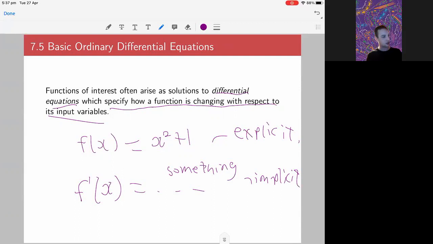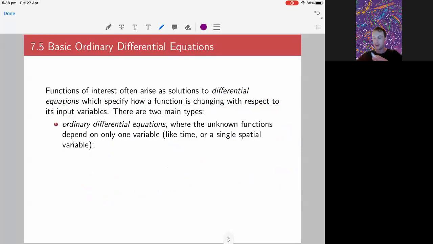In this particular course, we'll only be dealing with ordinary differential equations, and even that we won't be doing much with, but it's very important to note that there are, well, sorry, let me say what I mean by ordinary differential equations. This is where the functions that we're dealing with only depend on one variable. So that's like f of x. If the unknown function only depends on a single variable, usually this variable would be time or a single spatial variable, in that case we're dealing with ordinary differential equations.